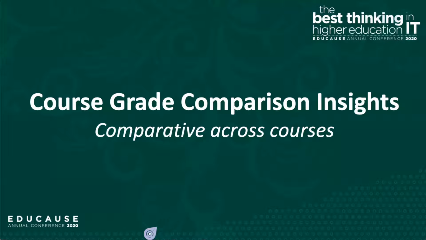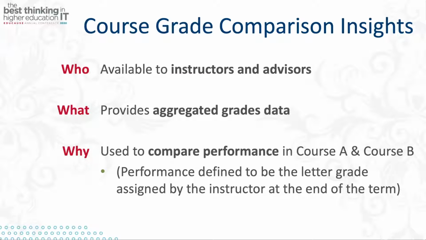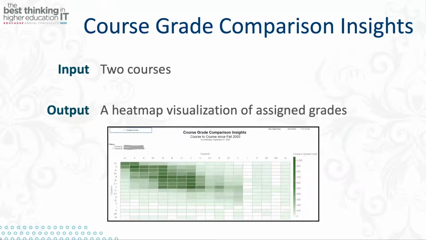The first report I'm going to show is the Course Grade Comparison Insights report. It is useful for comparing data across courses. So who can see this report? It's available to instructors and advisors. It provides them with aggregated grades data, and again, it is used to compare performance in Course A versus Course B, where again, we're defining performance to be the letter grade assigned by the instructor at the end of the term, subject to all that stuff that I mentioned before.